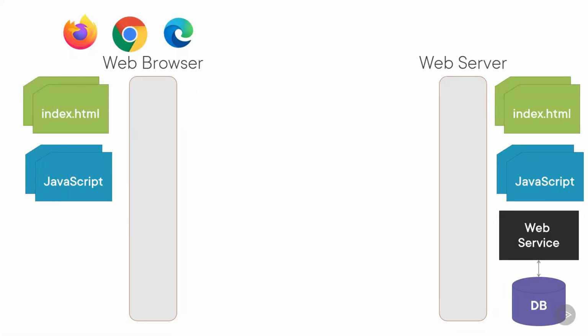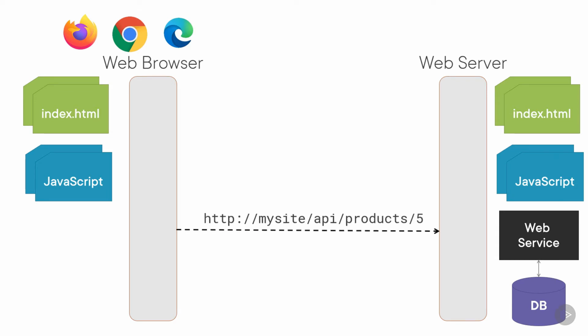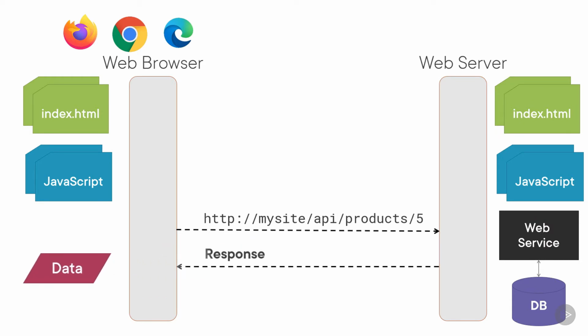Most Angular applications obtain data using HTTP. The application issues an HTTP GET request to a web service. That web service retrieves the data, often using a database, and returns it to the application in an HTTP response. The application then processes that data.